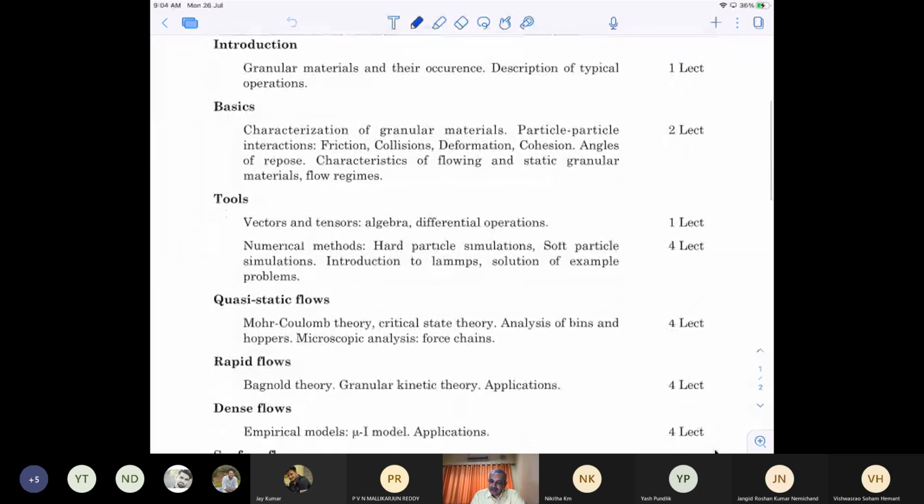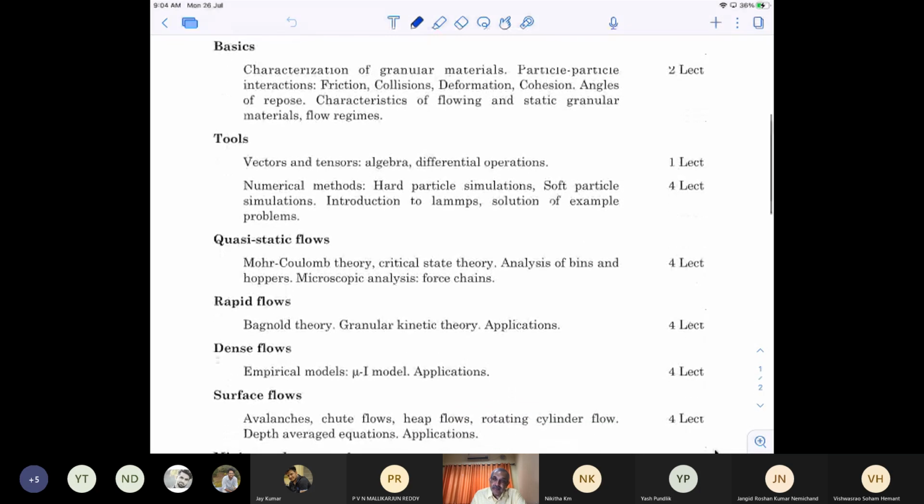So this is a sort of tentative schedule. I've already told you about granular materials and the typical operations. And then I'll spend a bit of time on some basics, like how do you characterize granular materials, what are particle-particle interactions, like what forces are there, what is the frictional force, how the collisions occur, deformation of particles, cohesion between particles, and so forth.